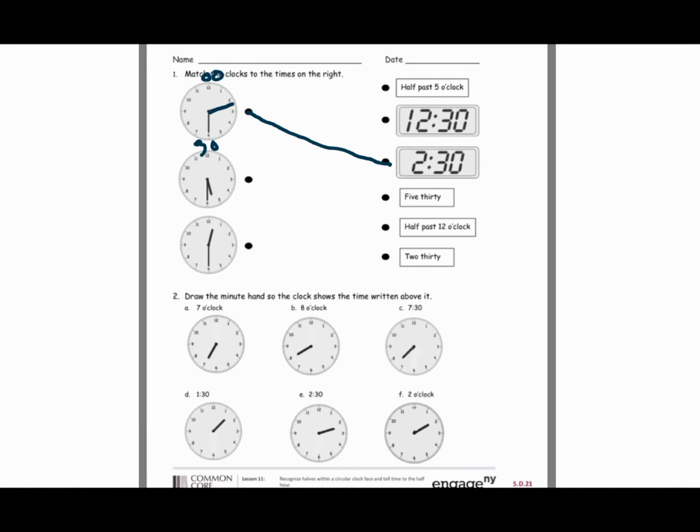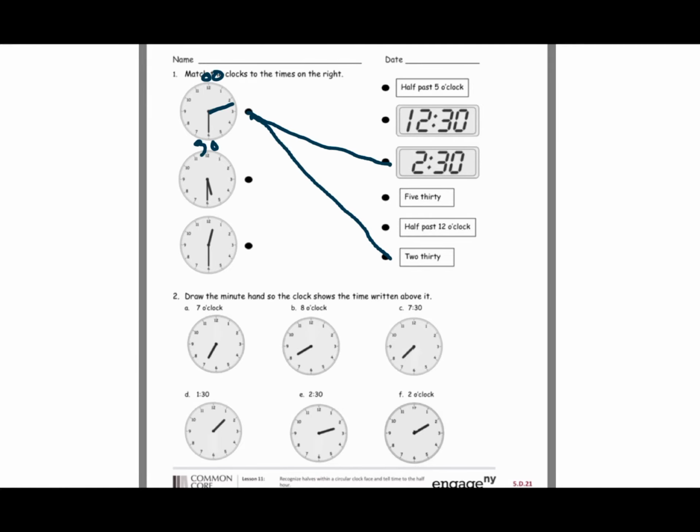Do we see that in words anywhere? 5:30, 12:30, or 2:30? Oh, here it says 2:30. Down here at the bottom, 2:30. Okay.